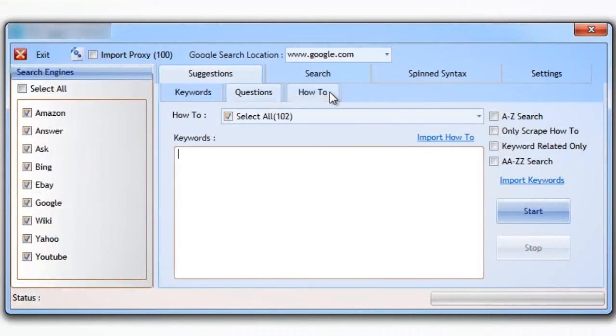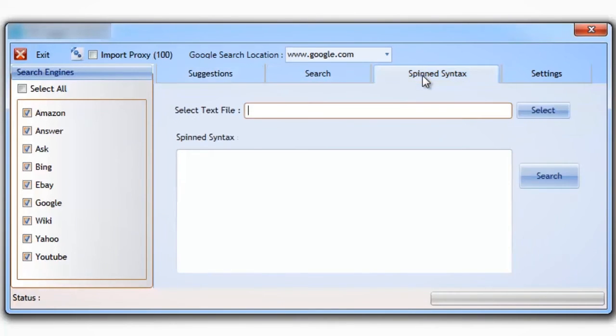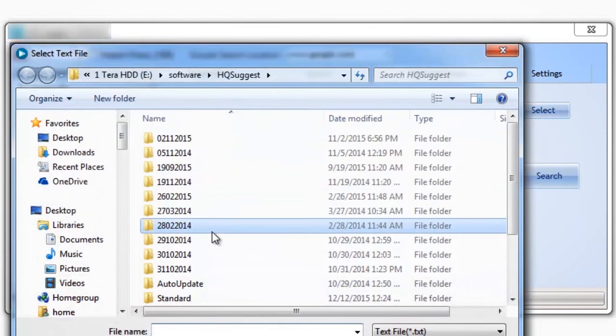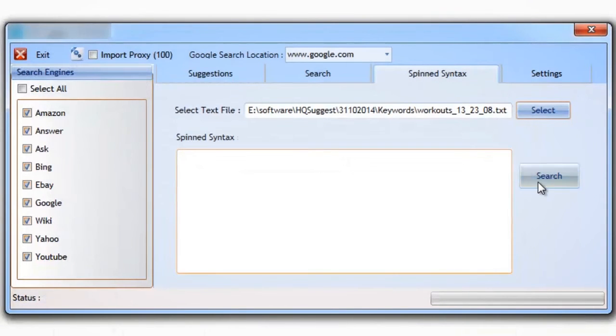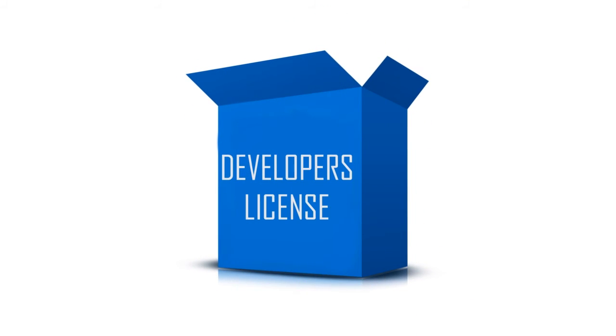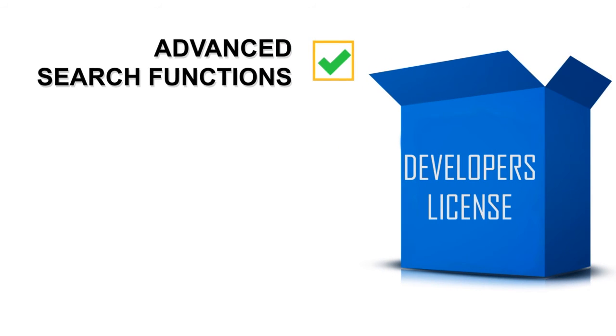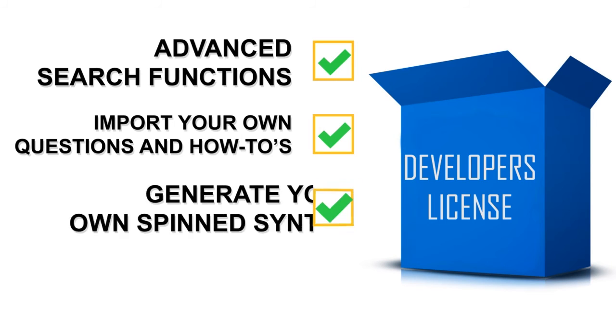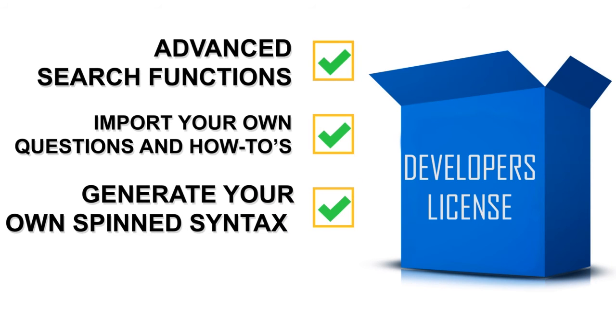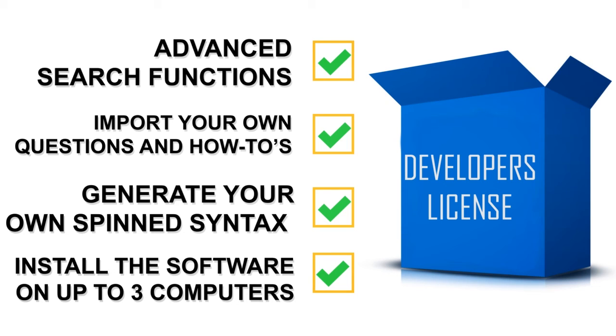Being able to import your own questions and how-tos means there are no limits to what you can do with this software. Another feature available to developer license holders is the ability to create automatic spin syntax from your scraped data. This is very useful when wanting to diversify your anchor text with niche-related keywords and queries. So with the developer's license, you can perform advanced search functions. You're able to import your own questions and how-tos, you can generate your own spin syntax, and you can install the software on up to 3 computers.